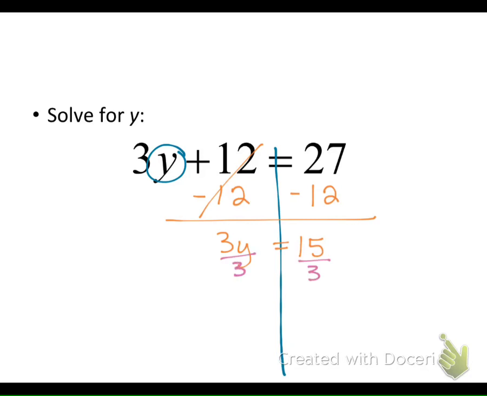Why wouldn't I subtract this 3? Because the y is connected to the 3, which means to multiply. Good. 15 divided by 3 is? 5. How do I know this is my final answer? Because the 5 is there. So what should I do to show that this is my final answer? Box it.